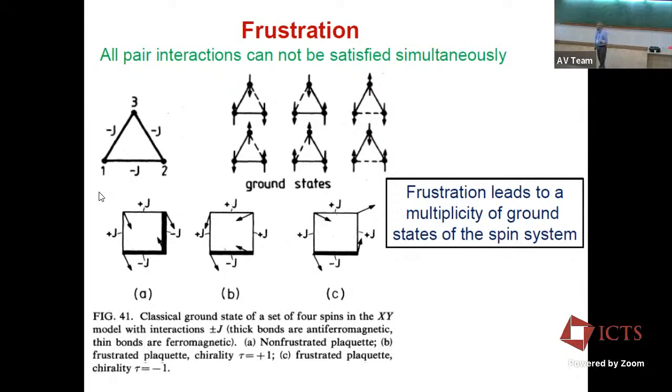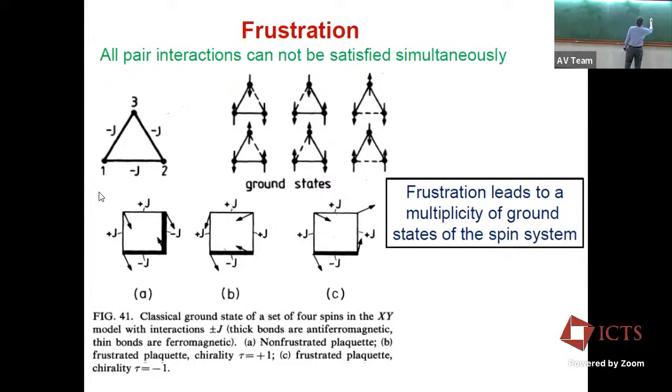Depending on if you have a situation where the pair interactions themselves can take positive and negative values, then for certain arrangements of these positive and negative values, you will find that you get a plaquette. Here it's a square lattice, but in this problem, for example, these are the sites where you are looking at copper manganese. And this is manganese one.